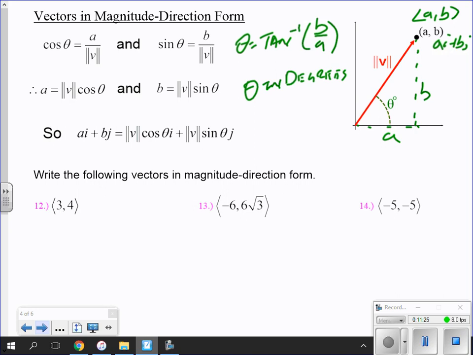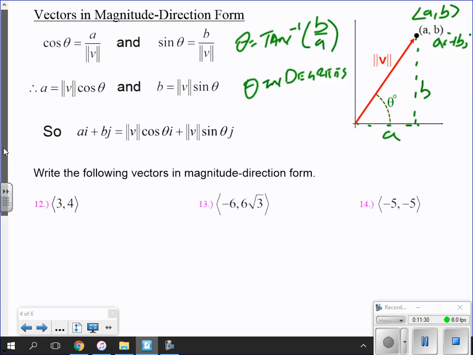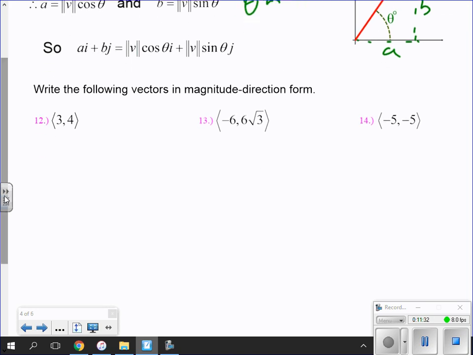So write the following vectors in magnitude and direction form. We need two things to be able to do that. We need our magnitude and we need the direction, the angle. So let's start with the easy one first. If we sketch it out, we've got the point 3, 4. It's somewhere up here. There's our angle. We need to figure out our angle here. This one's easy. It's first quadrant. Anything we use, we can figure it out.